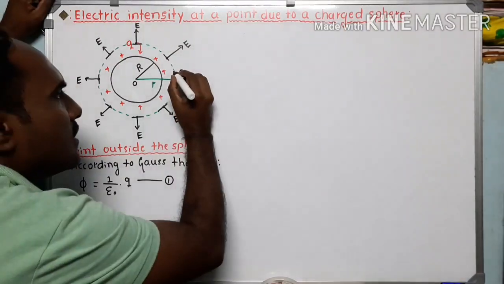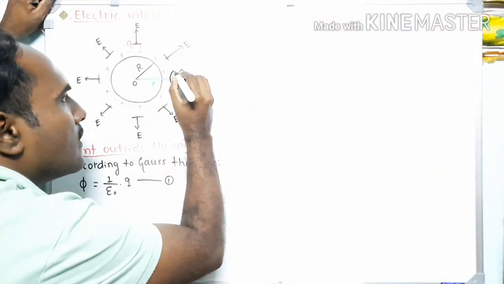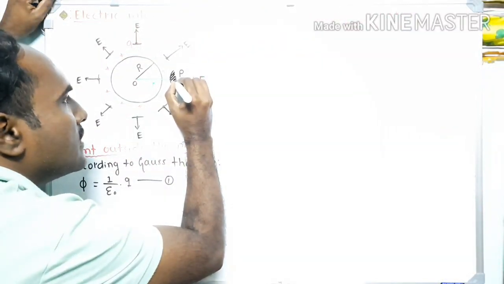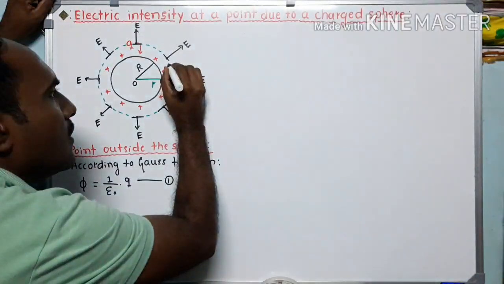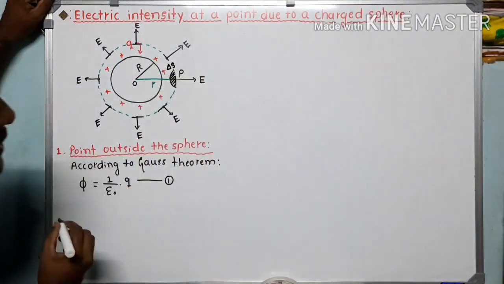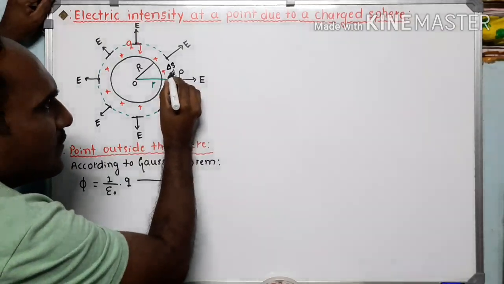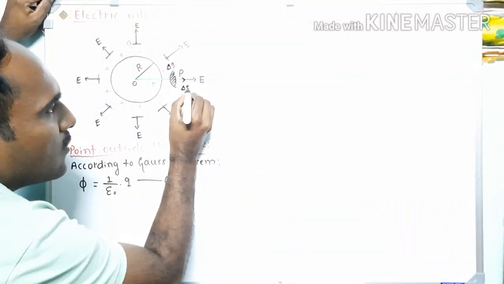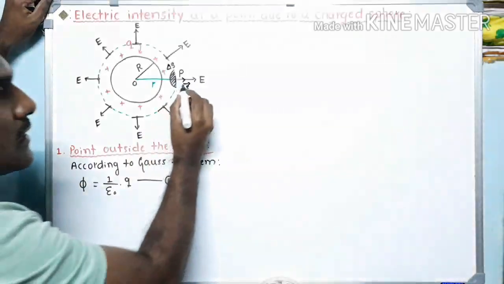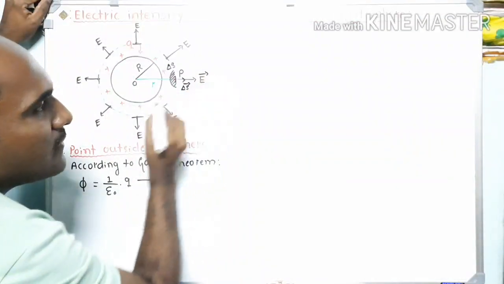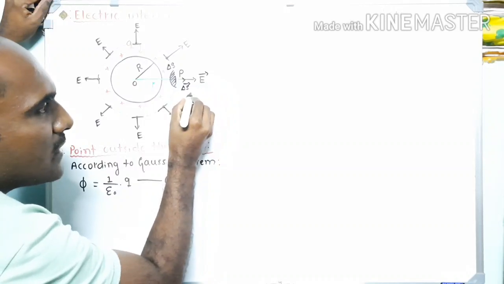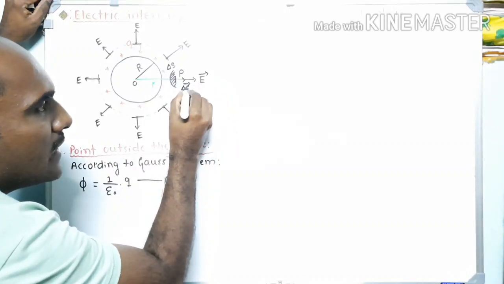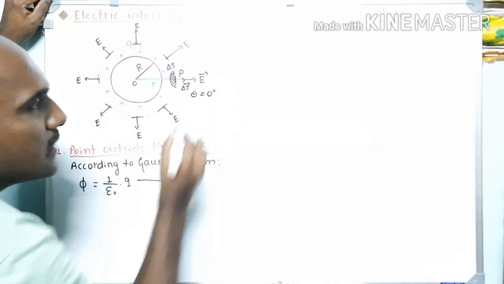Here I will consider a small area. Here I have considered a small area delta S. We know that the area vector of this surface is acting in this direction, that is normal to the surface. Here area vector and electric field vector both are acting along the same direction. Hence the angle between E and delta S is 0 degree.